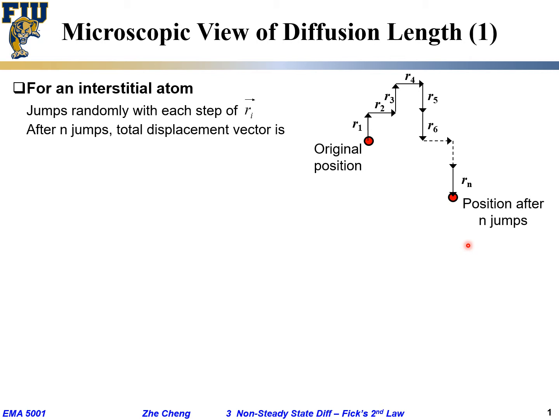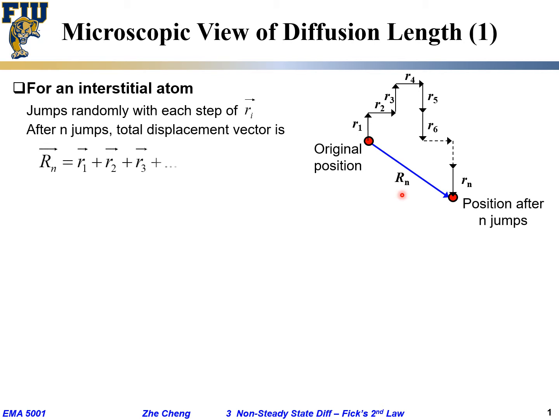displacement vector. Each of the jumps has distance, it also has direction, right? So the total displacement would be a vector from the original position to the final position. This one we call Rn. This would be a vector, has a certain length, and points to a certain direction.